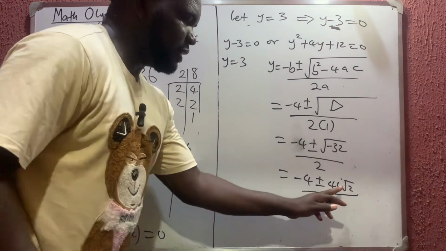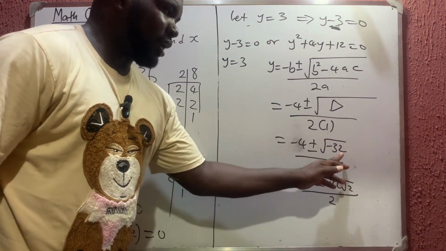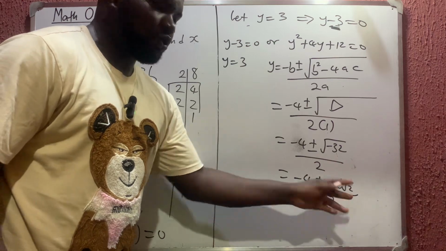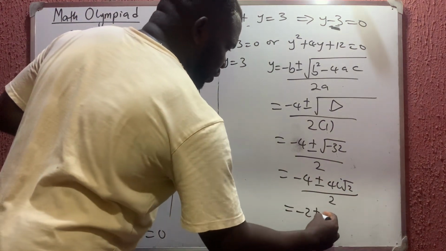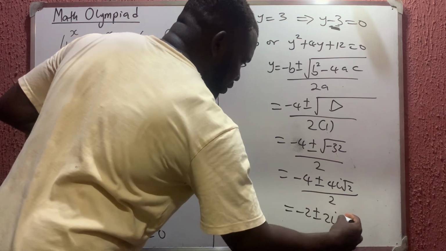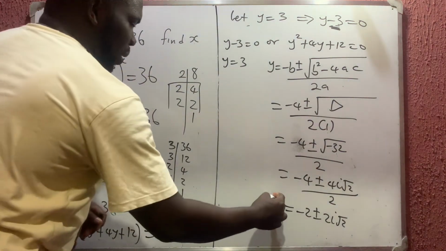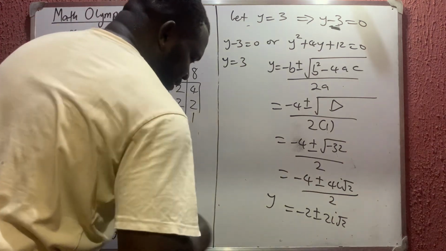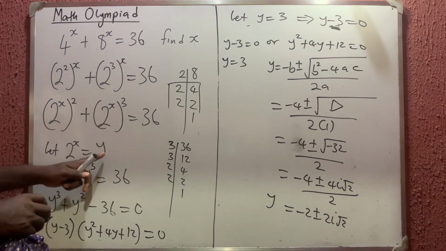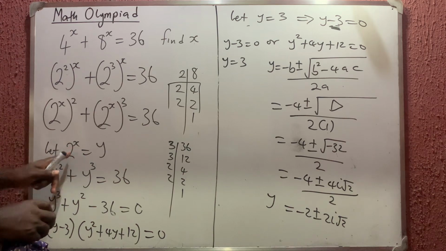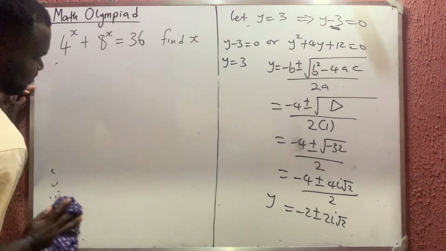Okay, I got this i because of the negative. The square root of a negative number is i. Then root 32 means 4 root 2. Okay, so dividing both sides by 2, I'm going to have minus 2 plus or minus 2i root 2. So this is my y. Now finally, don't forget that I'm not looking for y, I'm looking for x, but don't forget there is a place where I said let 2 raised to power x be y. Okay, so let us now finish it up here.